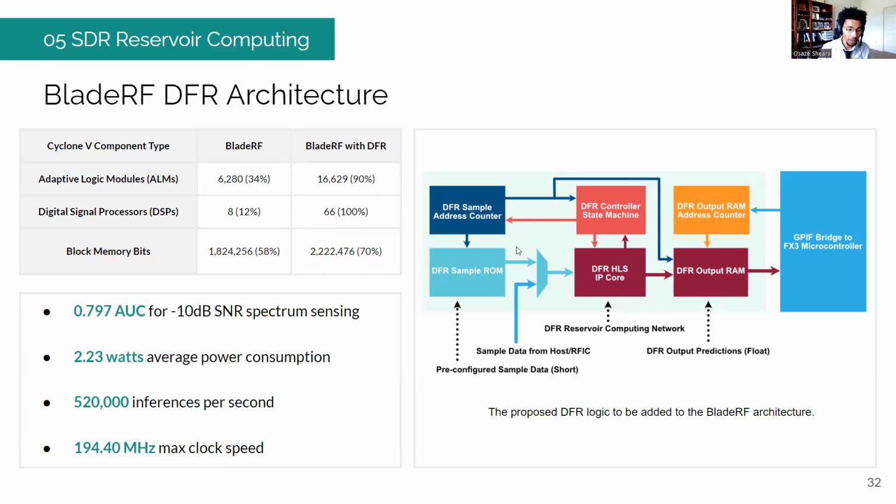So testing this again, we saw pretty similar AUC. This was only tested with a 1 antenna configuration with a 10 dB SNR. And the power for this was shown to increase pretty significantly compared to the previous approach. So this was on the order of 2.23 watts, which is still in the range of edge devices, but it's a lot more than that initial approach. In addition, there are a couple of other metrics that we measure in terms of the amount of inferences that could be performed per second with this approach and the maximum clock speed of the high-level synthesis core.